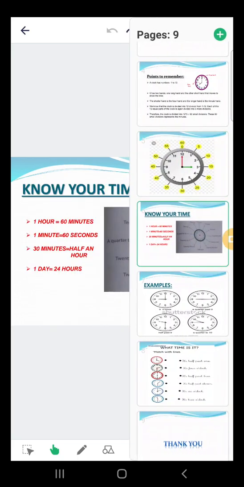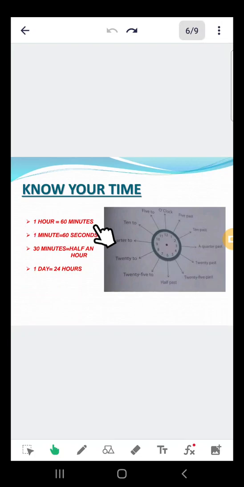Now let us know the time. 1 hour is equal to 60 minutes, 1 minute is equal to 60 seconds, 30 minutes is equal to half an hour, and in a day we have 24 hours.